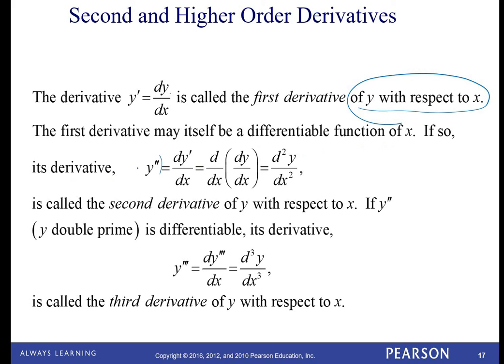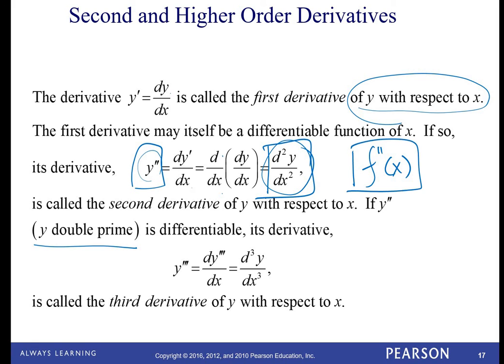If so, we get y double prime, or dy prime over dx, or d dx of the derivative. So these are all ways to write it. We can also call it f double prime of x if we're using function notation. So this notation, this notation, this notation are all called second derivatives. If we do it again, we get third derivatives, f triple prime of x. So this is the third derivative of y with respect to x.